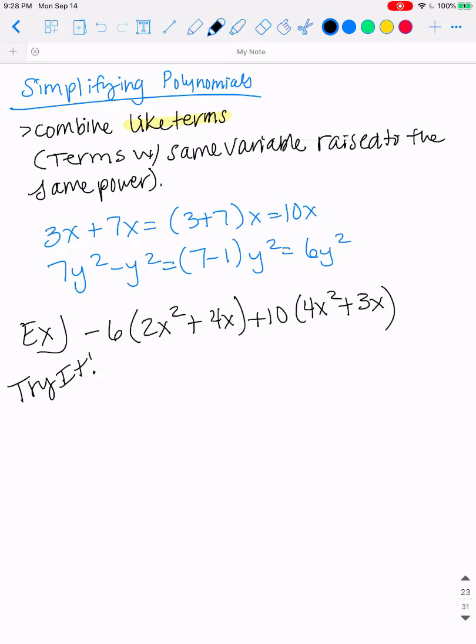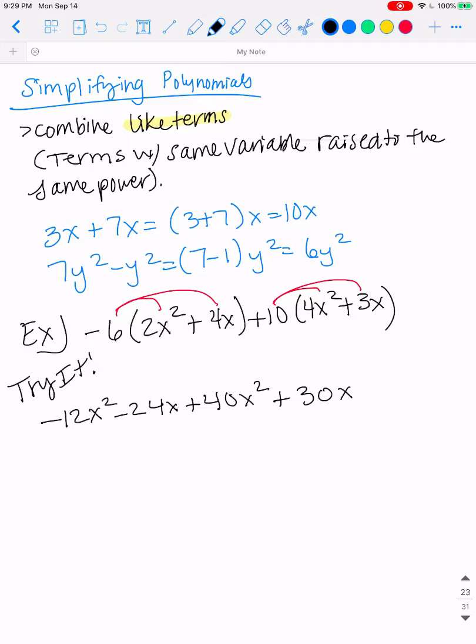Okay, hope you were able to work through that, but let's do it together now to check our answer. Here we're able to distribute the negative 6, and then we're going to distribute the 10. So we're going to get negative 12x squared minus 24x plus 40x squared plus 30x.